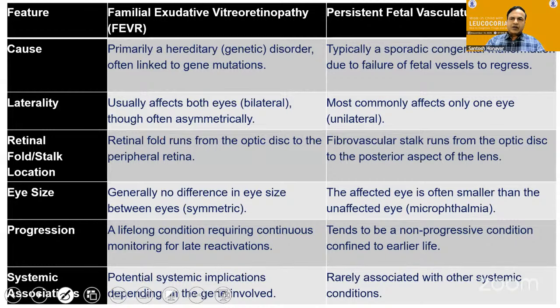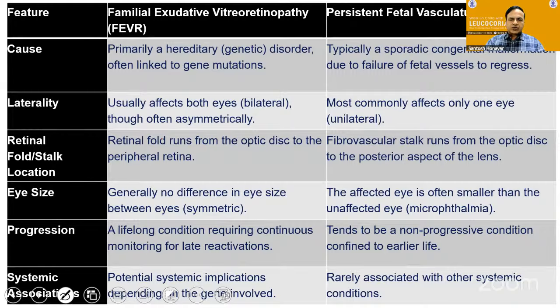Now, there are typical differences between FEVR and PFV. The cause, of course, is different. FEVR typically affects both eyes, although asymmetrically, whereas PFV typically is unilateral. 10% of them, I said, are bilateral. In FEVR, the retinal fold runs from the optic disc to the peripheral retina, whereas in PFV, the fibrovascular stalk runs from the optic disc to the posterior aspect of the lens. Eye size, there is generally no difference, symmetric, normal-sized eye in FEVR, whereas in persistent fetal vasculature, there is relative microphthalmia. FEVR is a progressive condition, whereas PFV tends to be non-progressive after the initial progression.